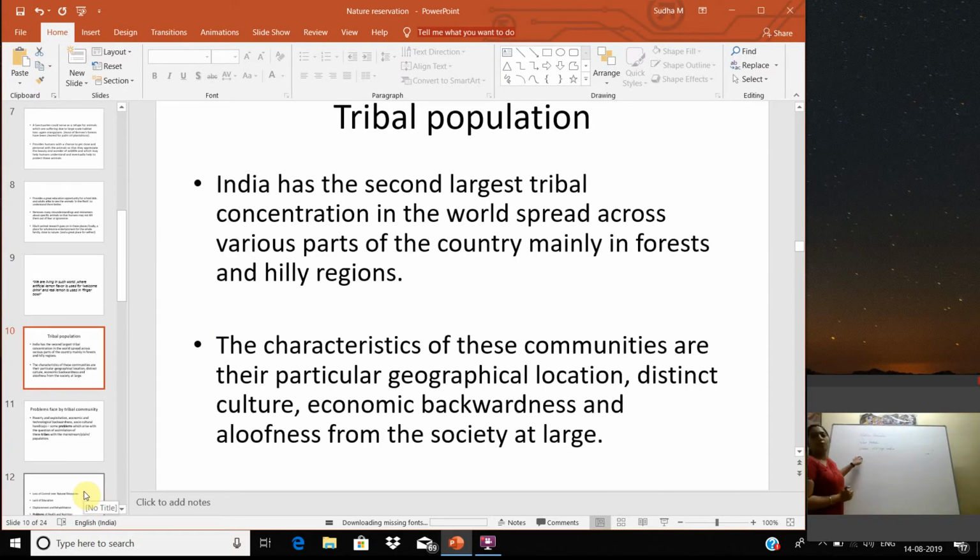So next topic, I am moving to the tribal population. India has the second largest tribal concentration in the world. That means the tribal population is spread across various parts of the country, mainly in forest and hilly regions. The characteristics of these communities are their particular geographical location, where they have their own distinct culture, and also economic backwardness. That is the reason they are away from the other social groups.